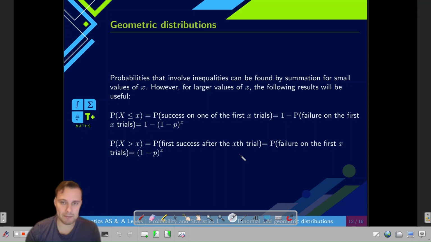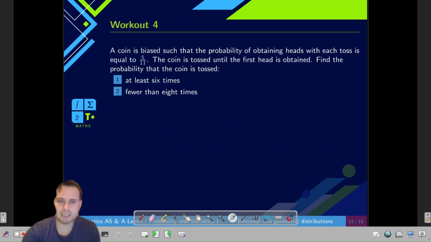That is the same as saying that we failed on the first x trials. And what does failing mean? Failing means (1 minus p) raised to the power of x, because that was x times. So let's put this into practice and see the example that I chose here for you.